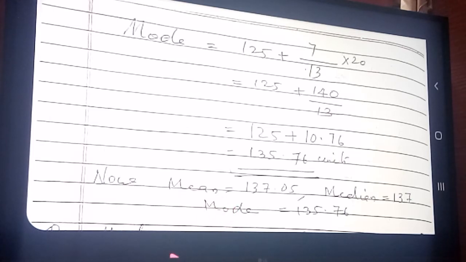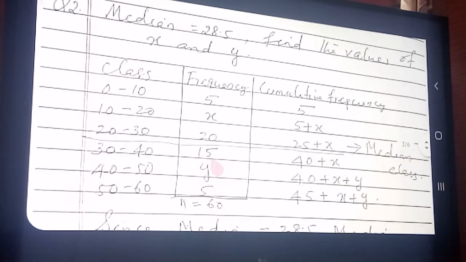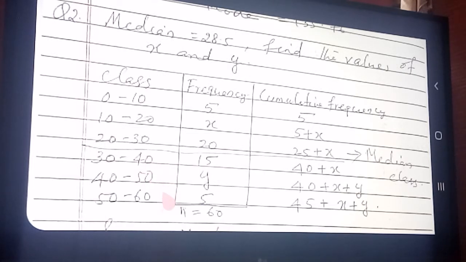See the next question. All of you take your textbook and read the question. Read first. What do you want to find out? If the median of the distribution given below is 28.5, find the value of x and y. Median is given, 28.5. Find the value of x and y.